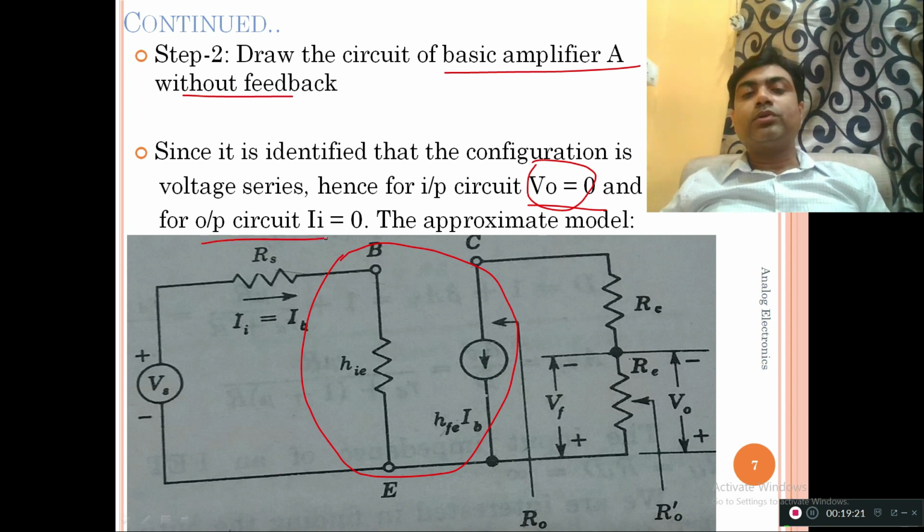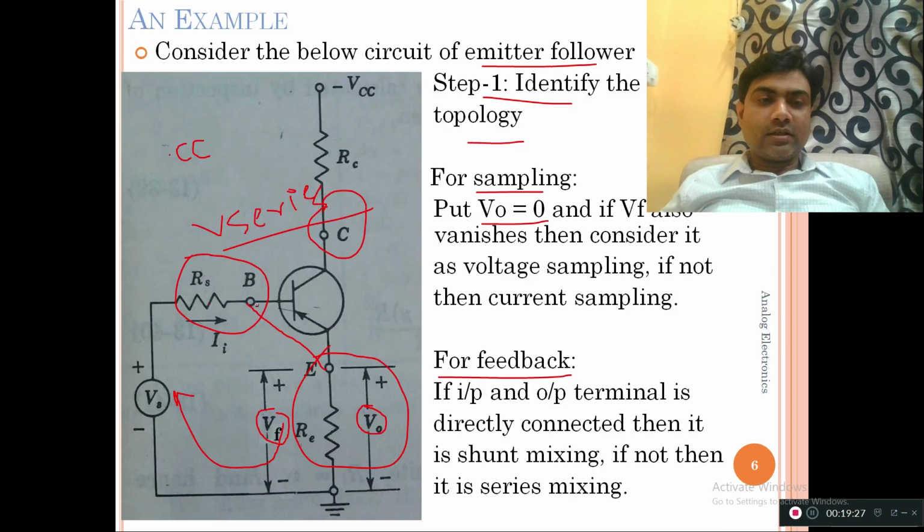And the output circuitry, how have we drawn the output circuitry? By making Ii equals to 0. Again go back, see what is Ii? Ii is the input current. So if you make the input current 0, you are making the input loop disconnected. So if the input loop is disconnected, which circuitry is going to remain from here?